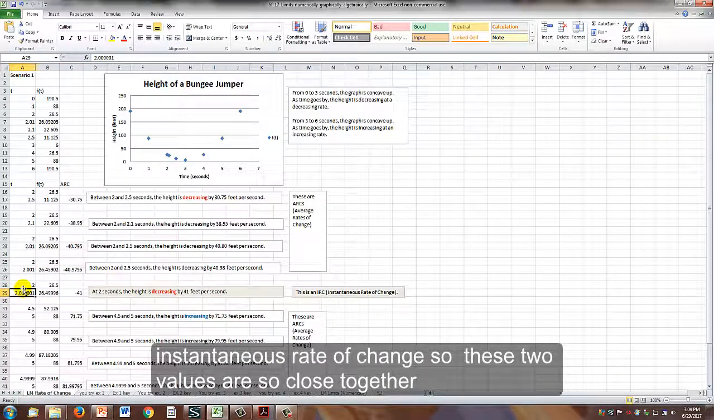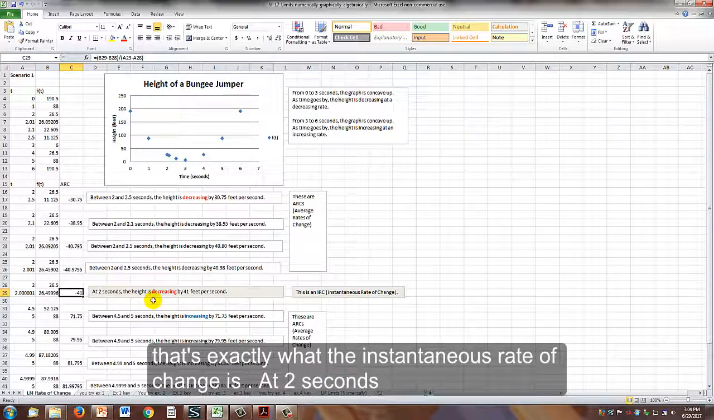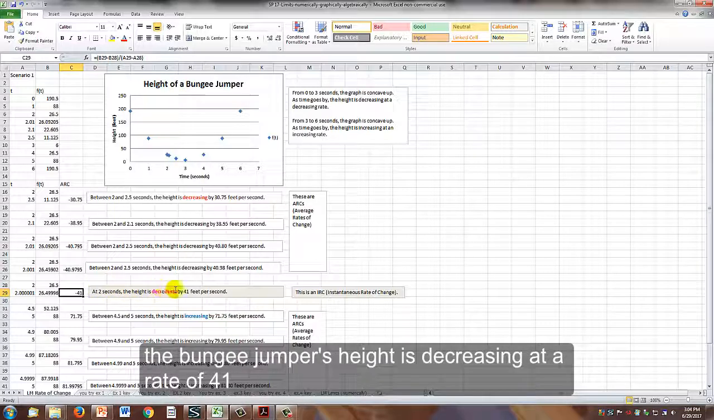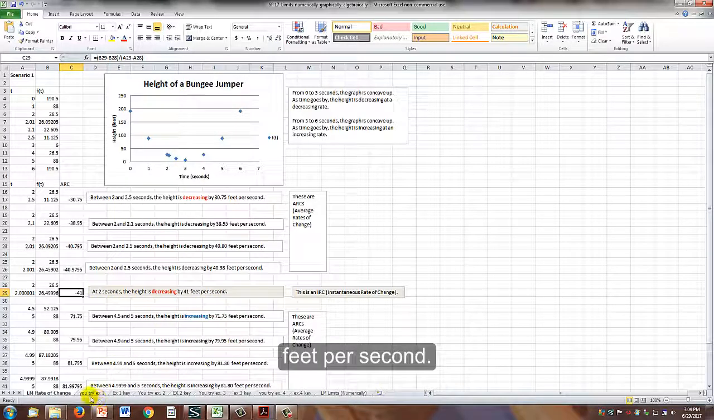So these two values are so close together. That's exactly what the instantaneous rate of change is. At 2 seconds, the bungee jumper's height is decreasing at a rate of 41 feet per second.